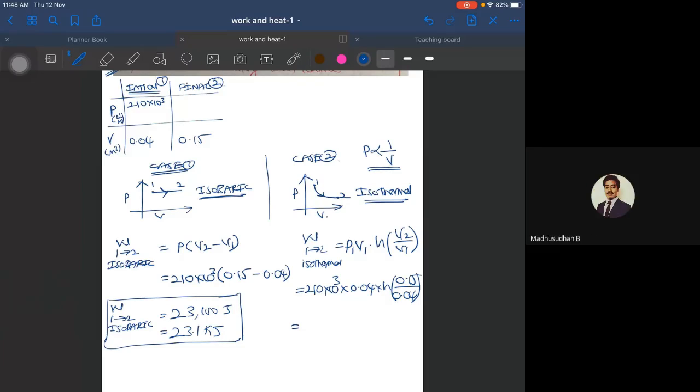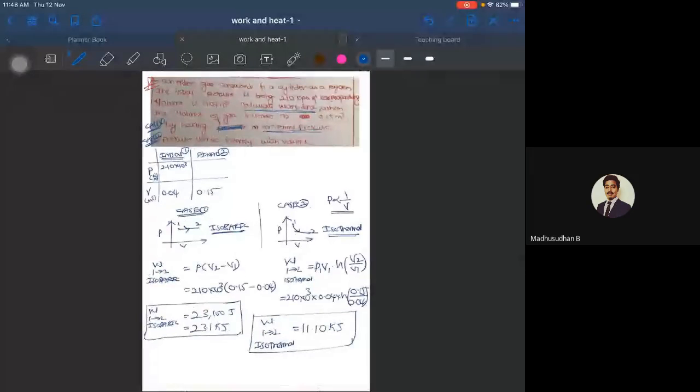11102.74. So the work done from 1 to 2 in an isothermal way is equal to how much? Give me in kilojoules directly, Mervin. Give me in kilojoules. 11.102 kilojoules. Okay. So this forms the end of the problem where you'll get 8 marks for just application of the concepts you have learned.